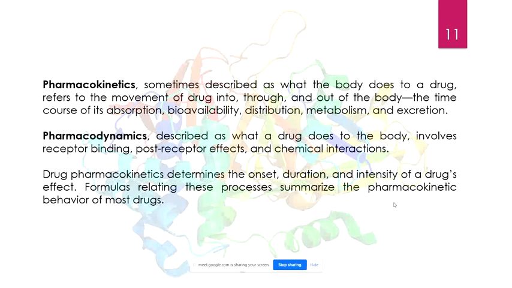Okay, so this is something we can actually calculate and analyze for a particular molecule, and this is the pharmacokinetics of a molecule. And next comes the pharmacodynamics. What is pharmacodynamics?